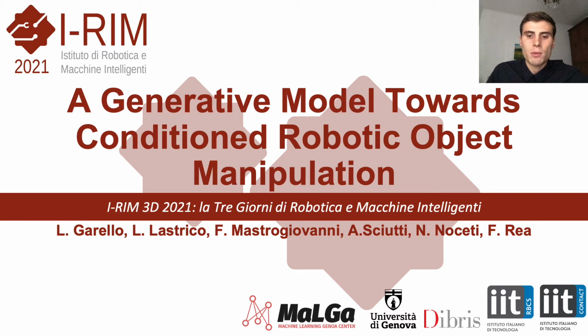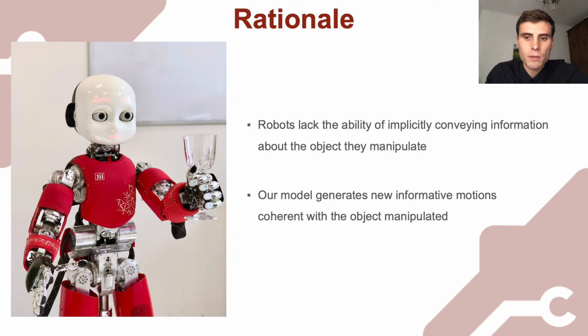Conditioned Robotic Object Manipulation. If we observe another person moving an object, we can not only interpret the scene, but also gather additional information about the object that is being manipulated. For instance, its weight. Unfortunately, robots don't have this ability. To this extent, we propose a generative model to produce synthetic motions that are communicative of the properties of the handled object. Moreover, in this way, we are able to produce motions without necessarily copying and replicating human examples.